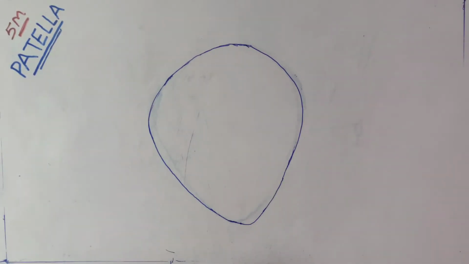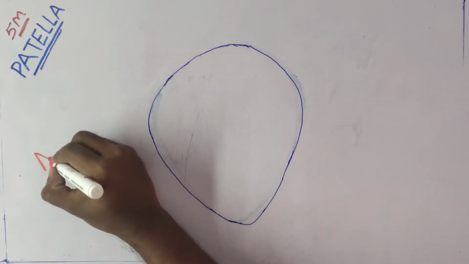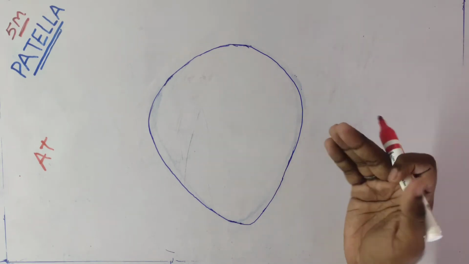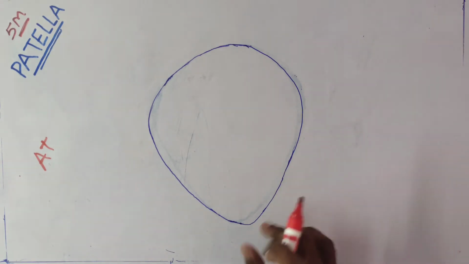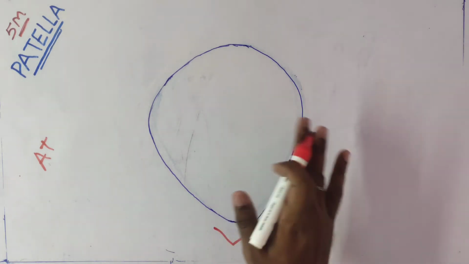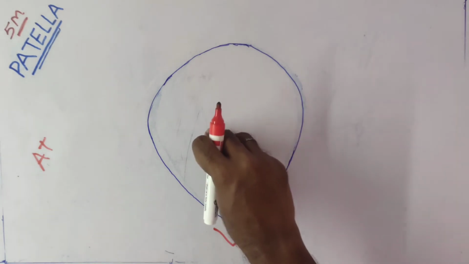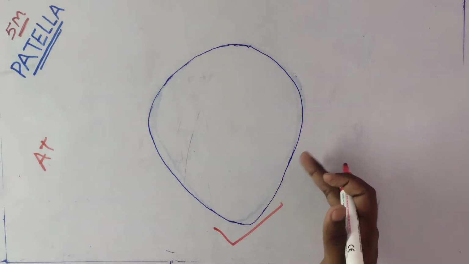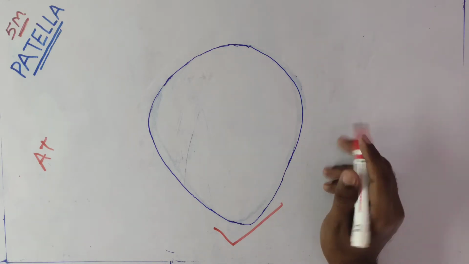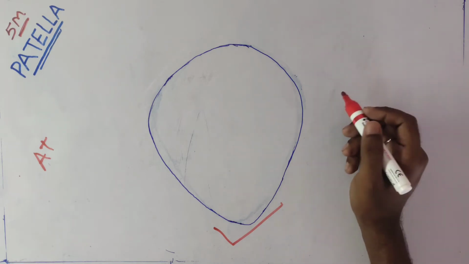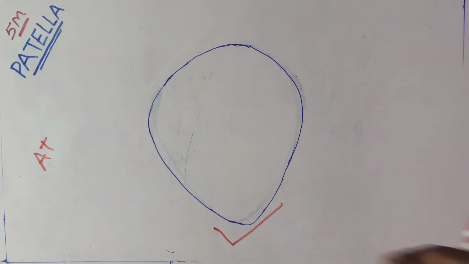Next, coming to the anatomical position. The anterior surface is rough and it is put anteriorly with its apex pointing downwards. This apex always points downwards. We can determine which is the anterior surface and which is the posterior surface: the posterior surface is smooth, and the anterior surface is rough. The posterior area is put posteriorly.